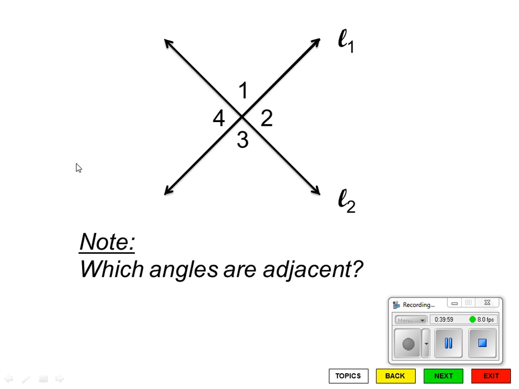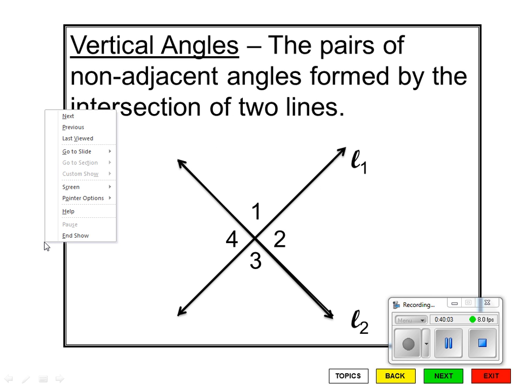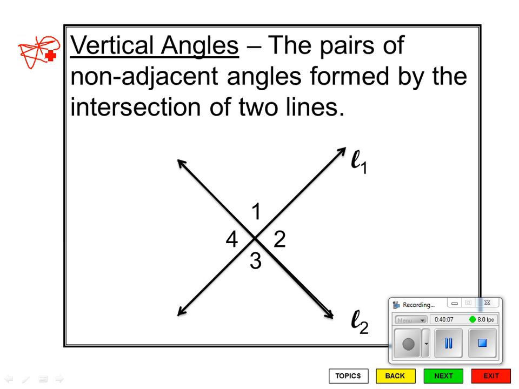We already did that. This one, very important. So you might want to put a big asterisk or something beside this, saying, hey, I need to know this. Vertical angles. Vertical angles are non-adjacent angles formed by two intersecting lines.